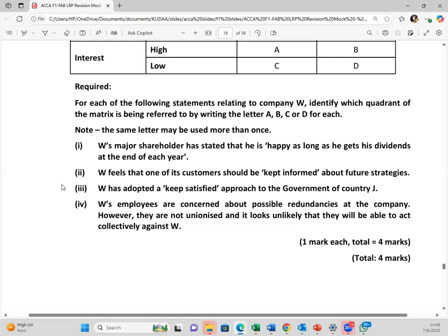So these ones, they have low power because the employees alone can't act legally. And in this case, let me just check the concern about redundancies. So their concern there, I think we can classify them as D. They have no power and their interest is just on redundancies there. So their interest is low. So that is likely to be D.